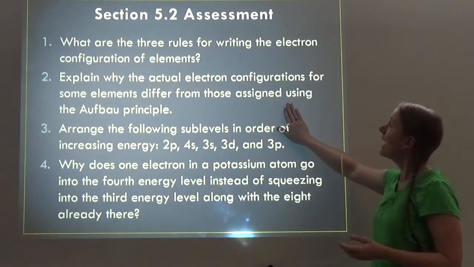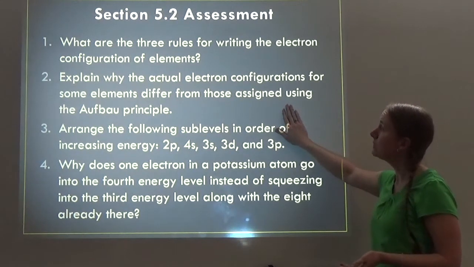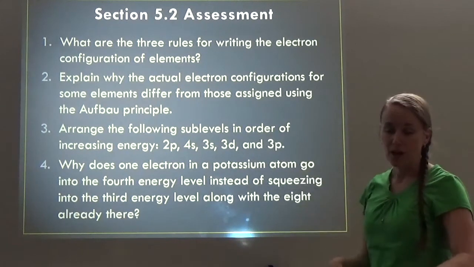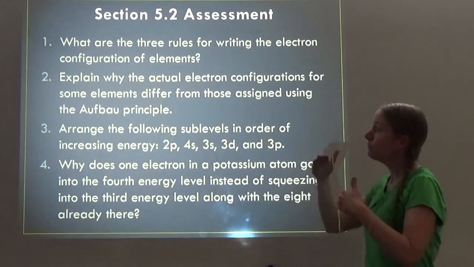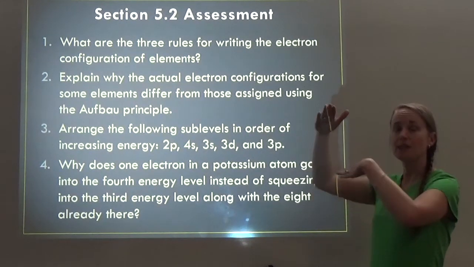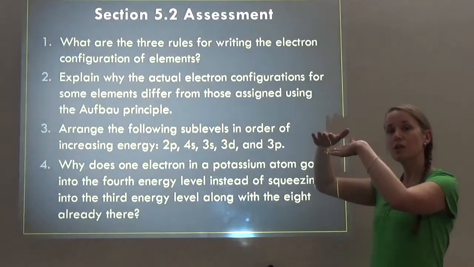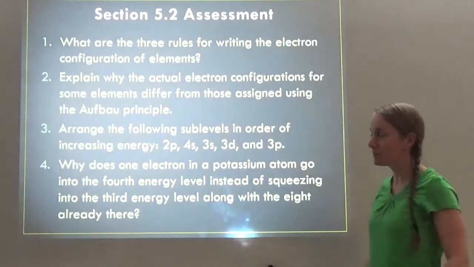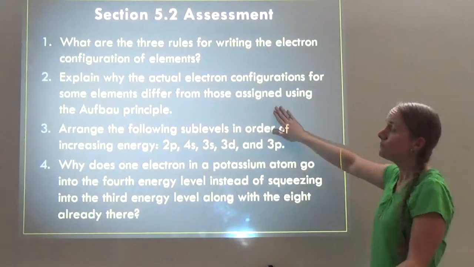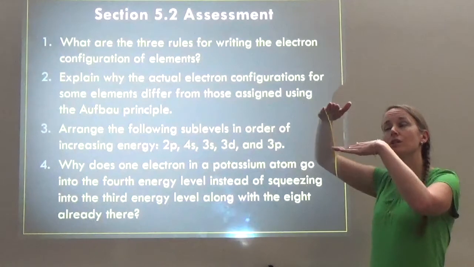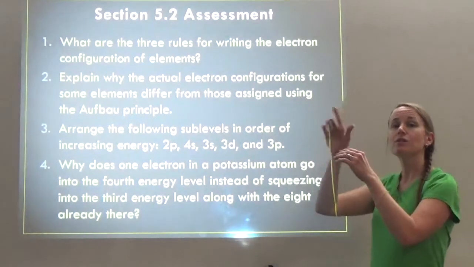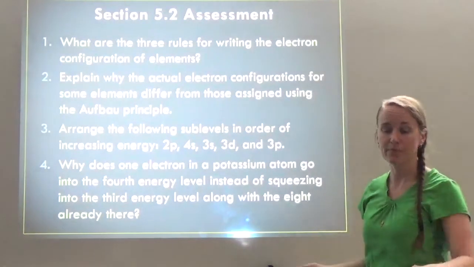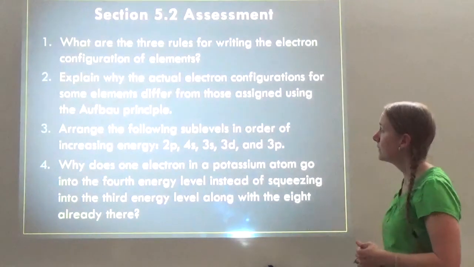Explain why the actual electron configurations for elements differ from those assigned using Aufbau's principle. All right, so remember, as we get farther from the nucleus, the energy levels get closer together, and so that's when those exceptions start happening, and the electrons might change sublevels to help for stability. That's what we're looking for here, is stability.